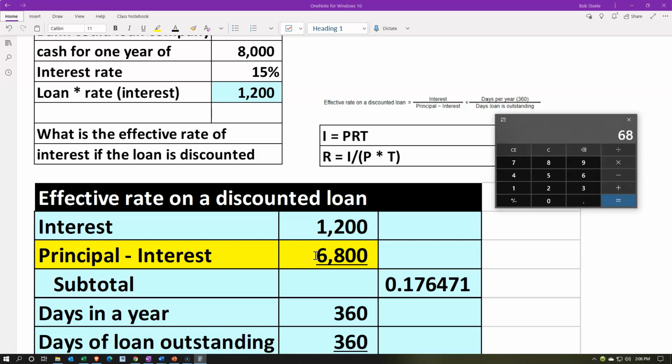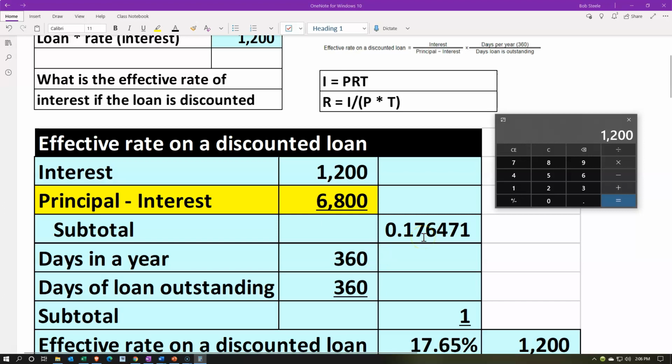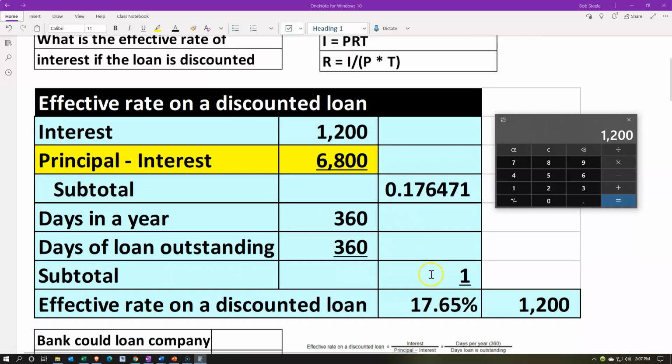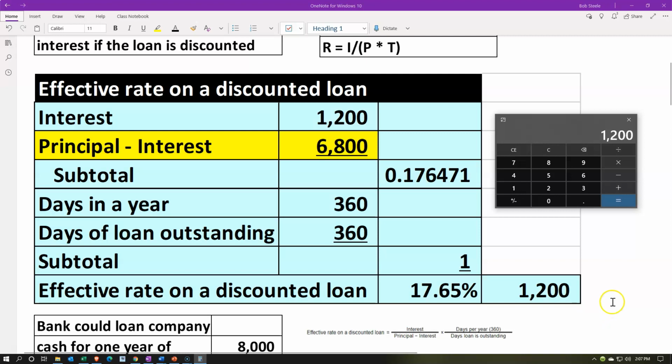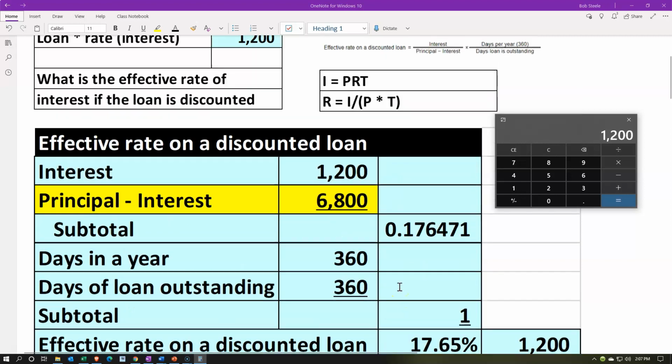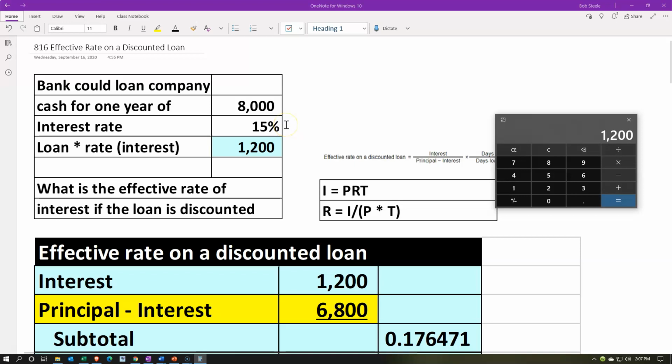We're going to say 6,800 times the time, which is just 1, because it's 360 over 360, so times 1 would be that 1,200, which is the amount of interest. So we're kind of standardizing this calculation. This is what it cost us, 1,200. If we use the standardized rate, the effective rate for the discounted loan, that would be 17.65 instead of 15, right? Because of the way the loan is going to be formatted.